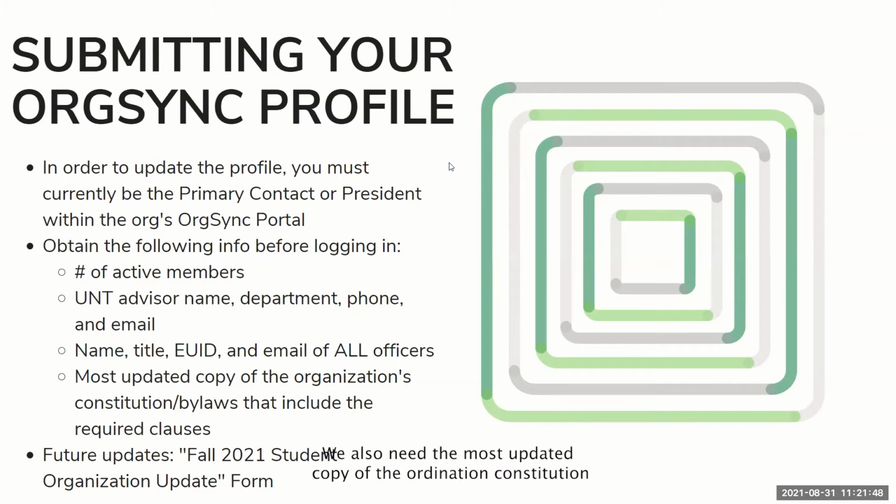And we also need the most updated copy of the organization constitution and bylaws, and these will have to include the required clauses. They have not changed in a while, so if they have a previous constitution, it's still good to go, but it's always good to double check so there's no delay in registration. We have seen that happen recently, and you can also access the sample of it on the UNT Student Activities website, and our copy has everything that's required verbatim in red, so that way it's easier to navigate.